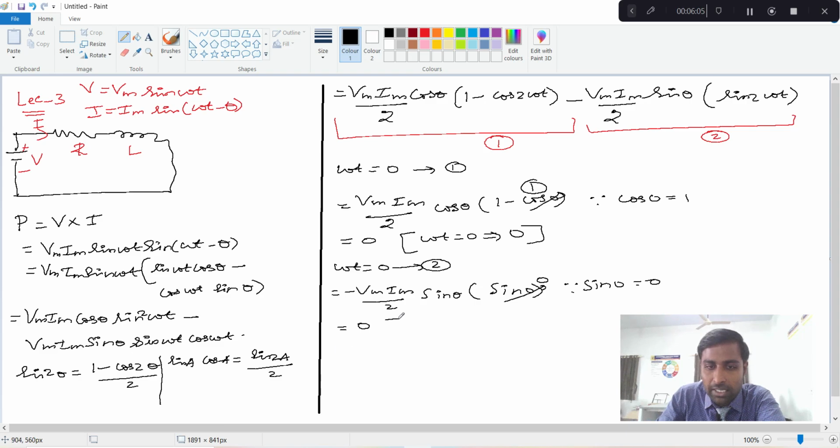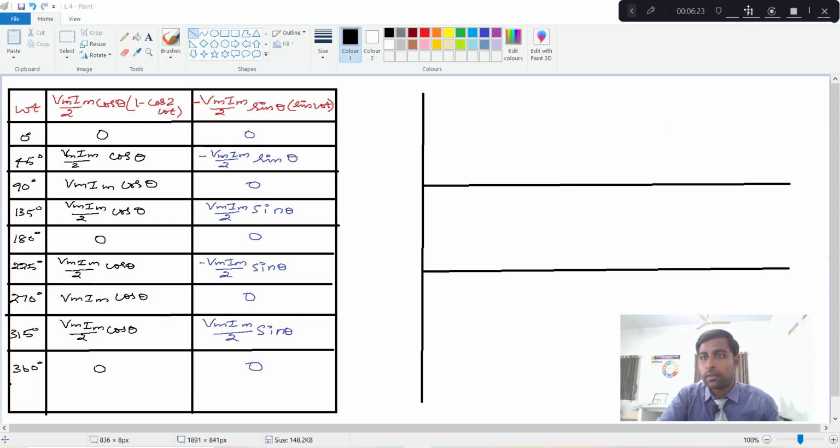So I am writing here that if omega t is equal to 0, this second expression also becomes 0. Now I have to substitute omega t is equal to 45 in both expressions, and again proceed the whole thing. I am going to show you the expressions we are getting for all omega t. Now I have derived all the expressions. This is the first term and this is the second term, and instead of omega t I have substituted and got all the expressions.